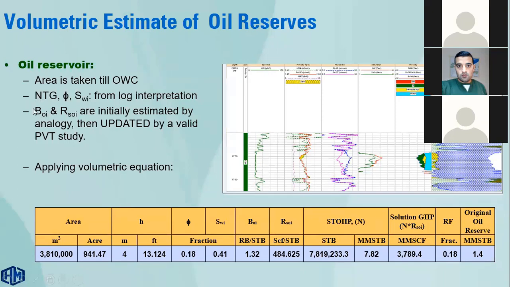PVT data like oil formation volume factor, initial value, and solution gas ratio can be taken by analogy or even by a valid PVT study. As you can see, we have these values, and finally we have a STOIIP. And at a specific recovery factor, we have the original oil reserve.